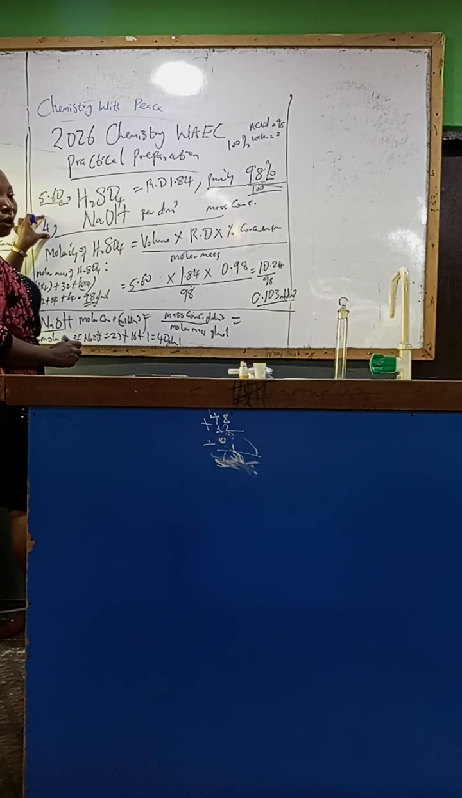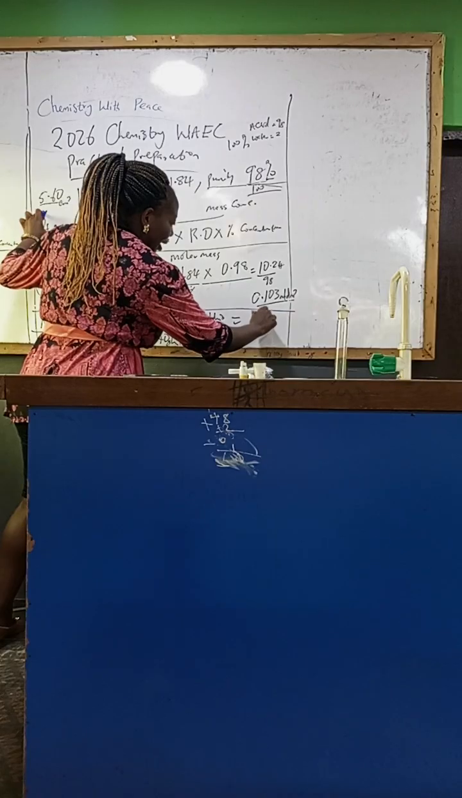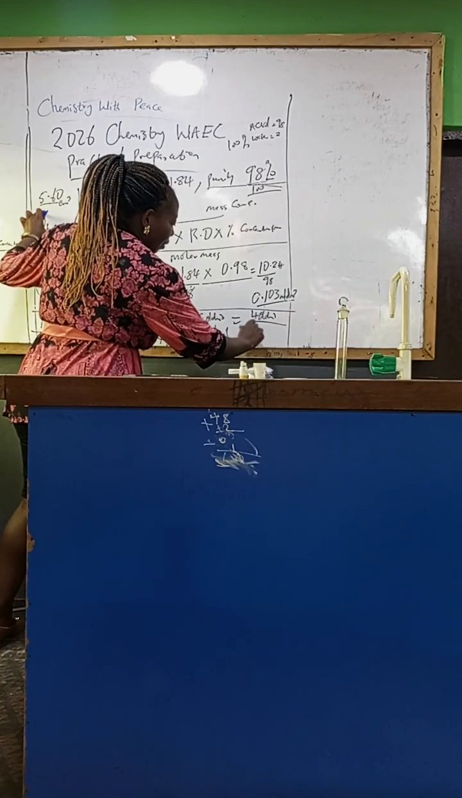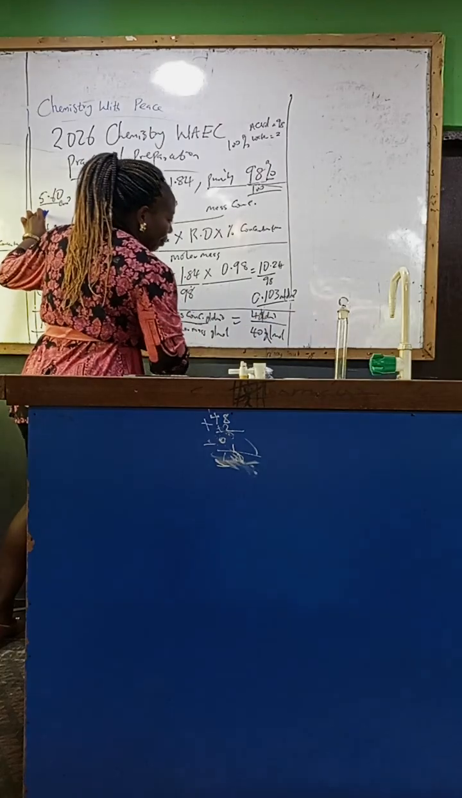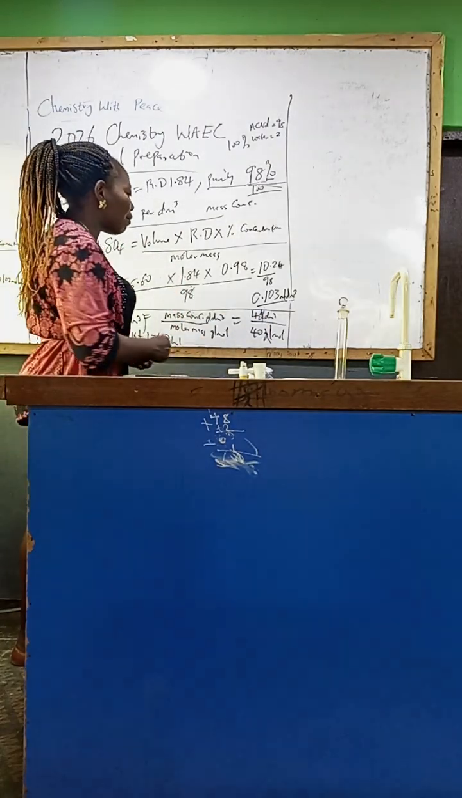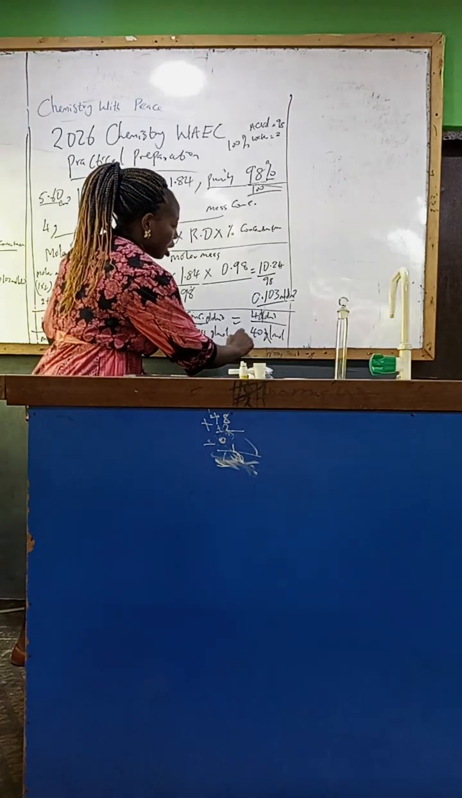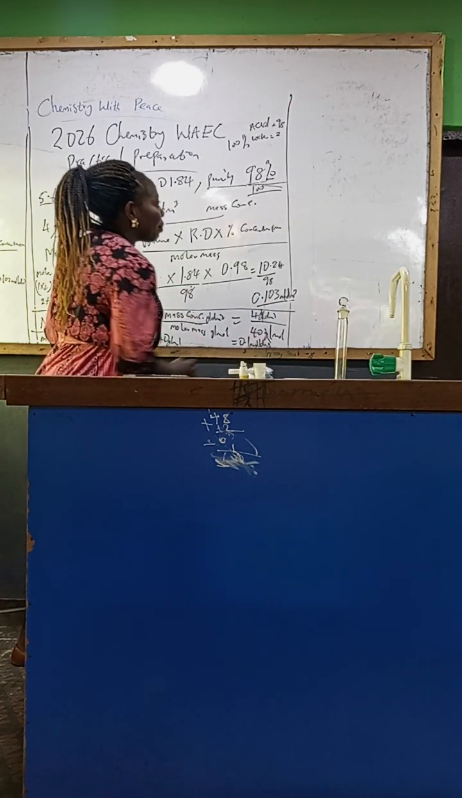We are given the mass concentration for sodium hydroxide as 4 grams per dm cube, all over 40 grams per mole. The grams cancel themselves. Use your calculator: 4 divided by 40 will give us 0.1 mole per dm cube.